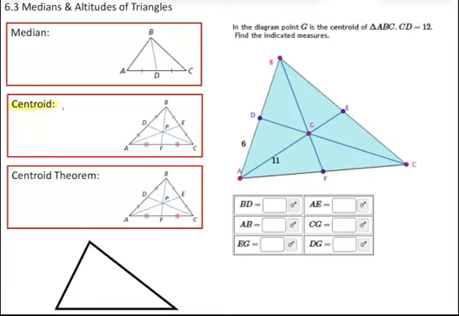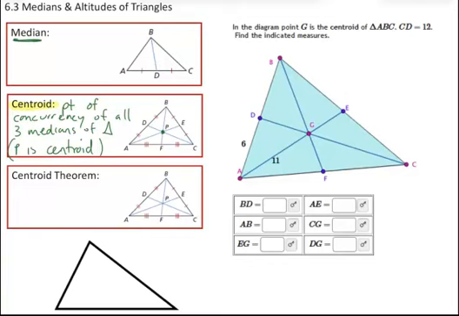A centroid is the point of concurrency of all three medians of a triangle. Again, right here, point P is called a centroid. The reason median is above this is we need to define it, because we haven't specifically said what a median is. A median is defined as a segment that connects a midpoint to the opposite vertex.